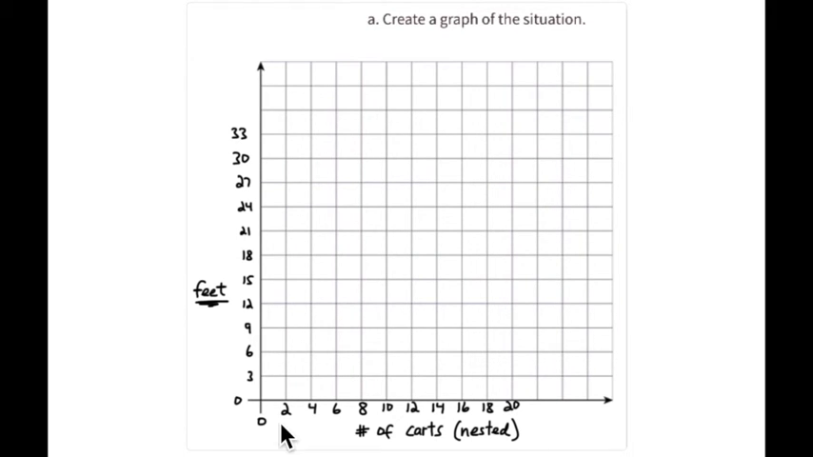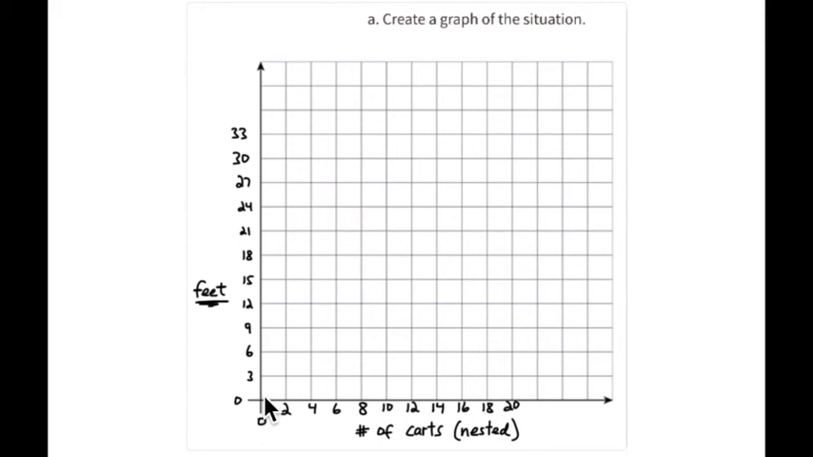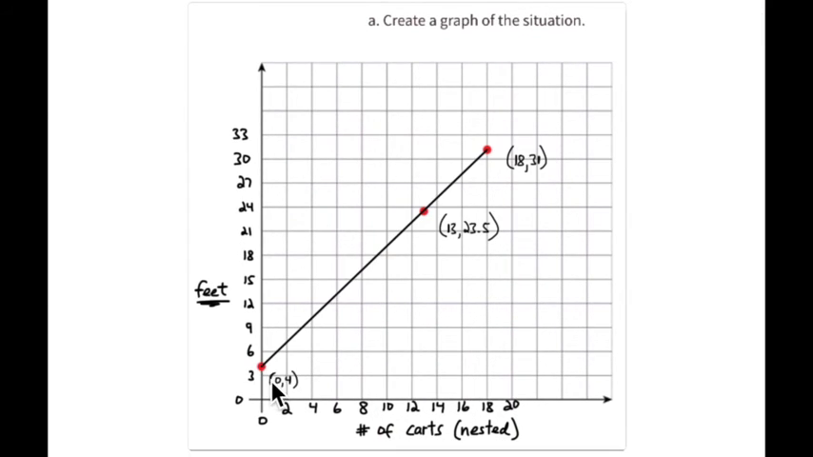So I'm going to put the number of nested carts on the x-axis and the number of feet on the y-axis. Well, if I have 0 nested carts, that starts out at 4 feet. So this is going to be a point right here, 0, 4. And then when I had 13 nested carts, that's 23.5 feet. So this point right here is 23.5. And when I had 18 nested carts, that measured 31 feet. So that point 31 feet is right here.